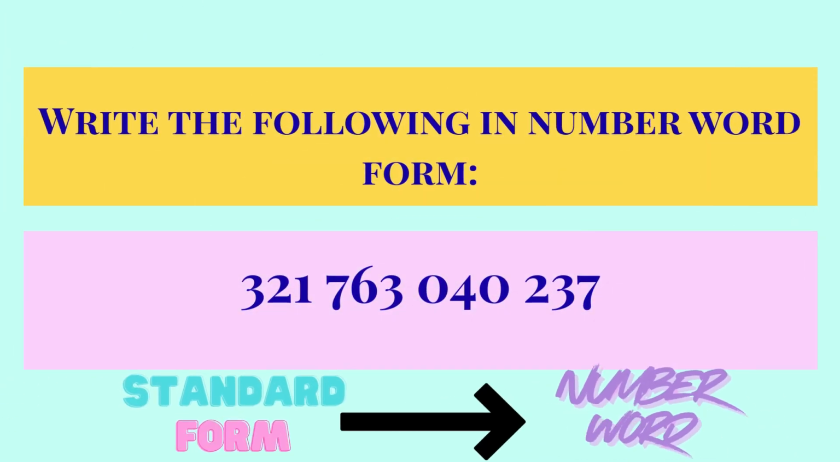Here is your next question. Write this number using number word form. The digits I have given you, and notice there are a lot, are 321 space 763 space 040 space 237. In number word form, you write the digits for each period, but use words for the period names. Pause here, try writing this in number word form, and return when you're ready.